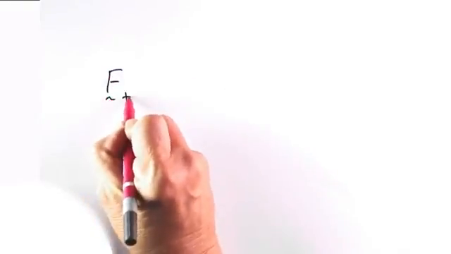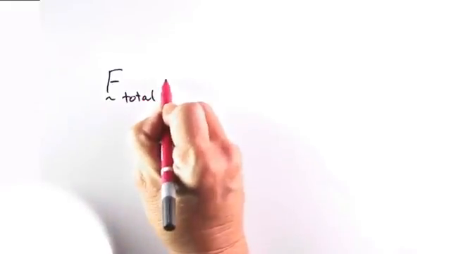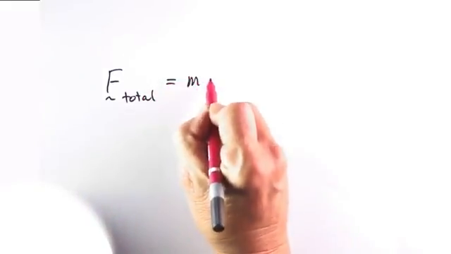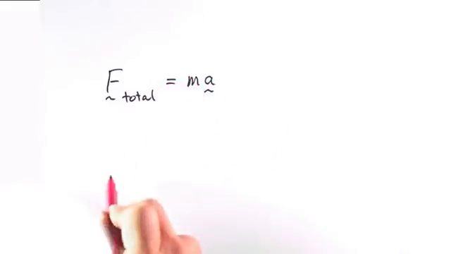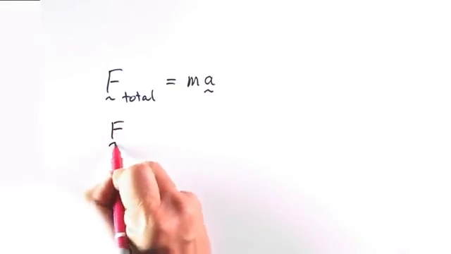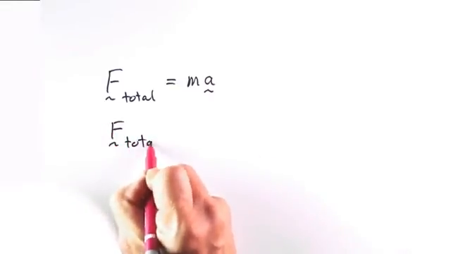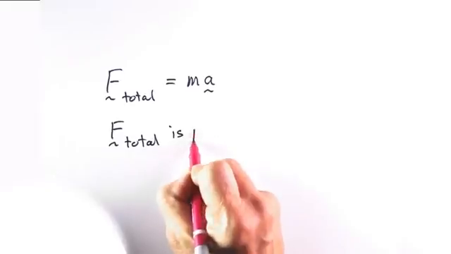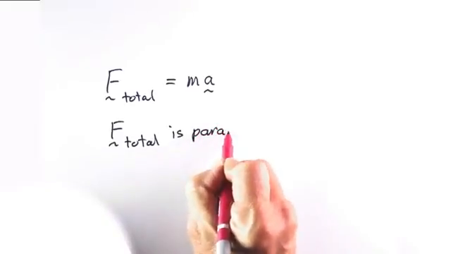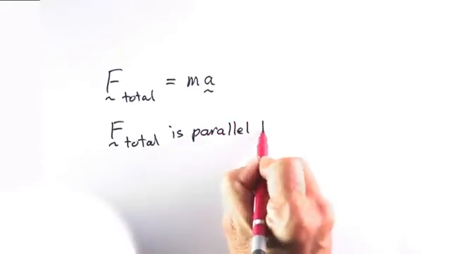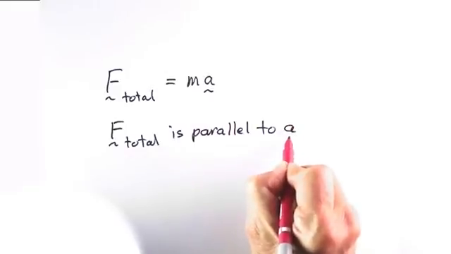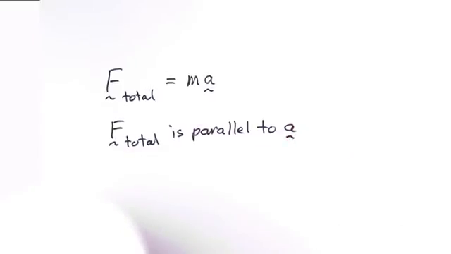Newton's second law is often written as an equation. For a body of mass m accelerating at a, the total force F total is ma. Acceleration we've already met. It's a vector. The total force is a vector and it's parallel to the acceleration a. On the other hand, the mass is a scalar.